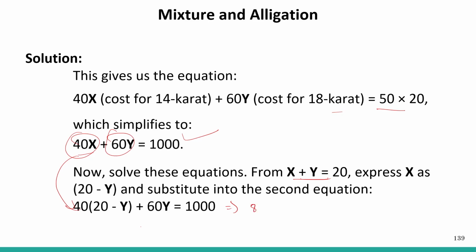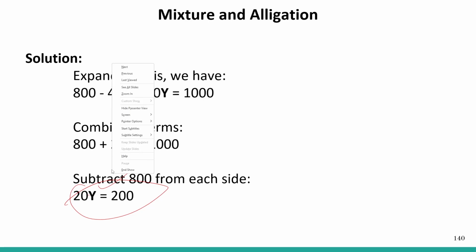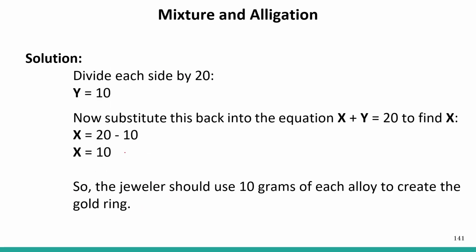Okay, so this implies what? 800 minus 40y plus 60y is equal to 1000. So this implies that 20y is equal to 200. Okay, so this implies that y is equal to 10. So expanding this, 20y is equal to 200, so y will be equal to 10. Okay, so y is equal to 10.